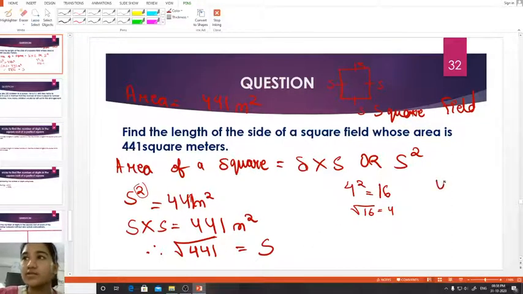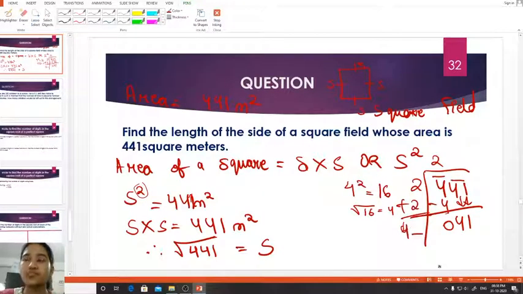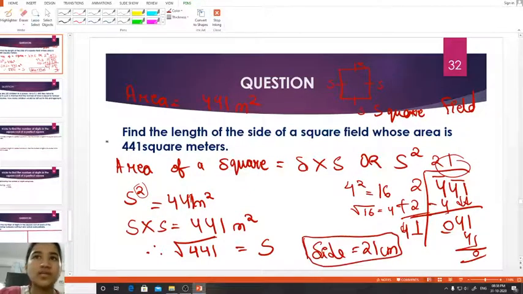If you have to find the square root, we can go with the long division method. 2 2s are 4. We can take this, then we have to bring the next complete pair down. You have to add it to the quotient, it's going to be 4. 41 into 1 is 41, right? Minus 41 is going to be 0. That means the side is equal to 21 meters. So we are done with this question.